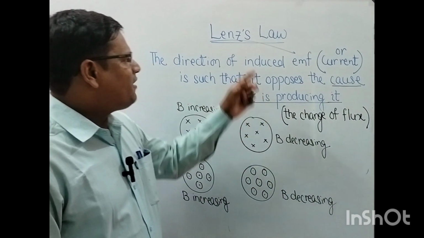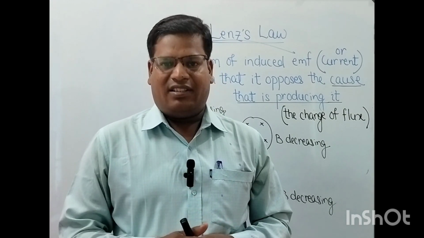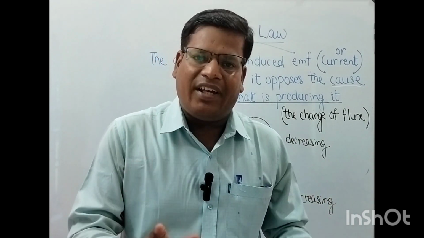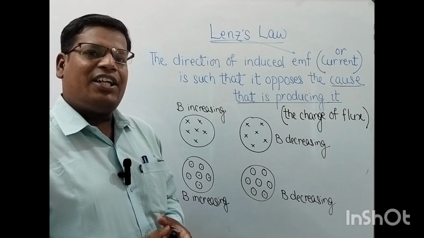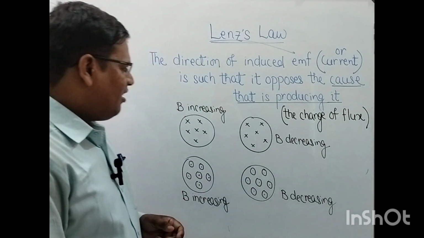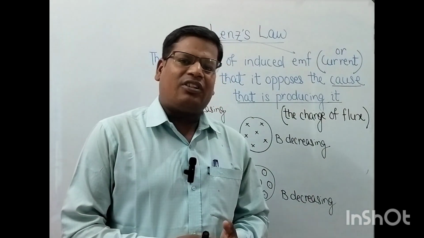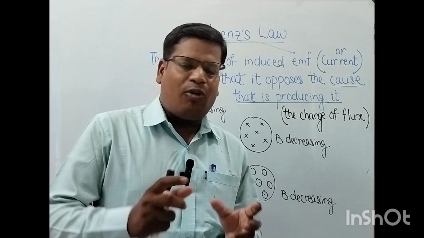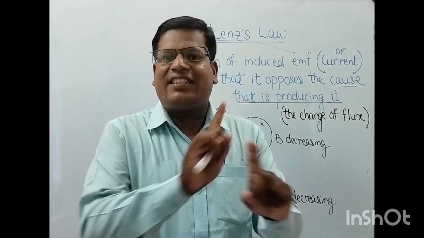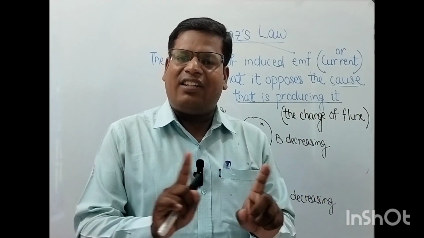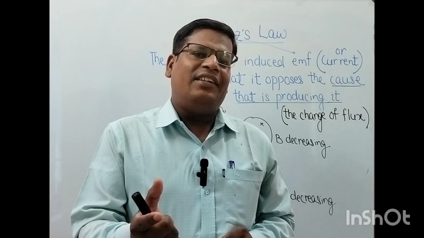Now, as per this law, the direction of induced current is such that it opposes a change in flux. That means if flux is increasing somewhere, like here, then the induced current will be such that it tries to oppose that increase. If the flux is decreasing somewhere, as in these cases, then the direction of induced current or induced EMF will be such that it tries to oppose that decrease. So what is getting opposed here? It is not the direction of the field or the direction of flux which is getting opposed. It is the increase or decrease which gets opposed.